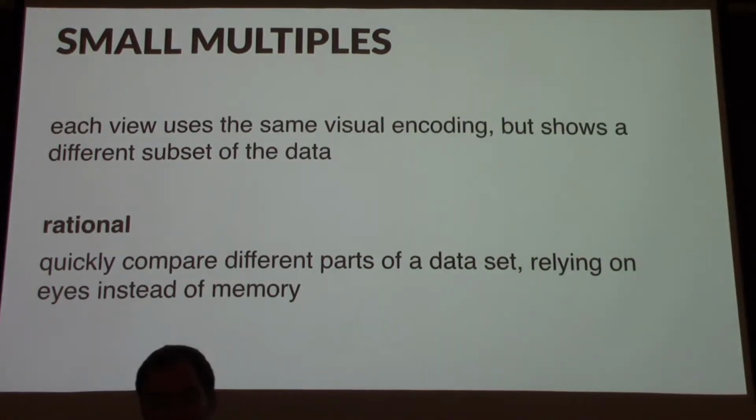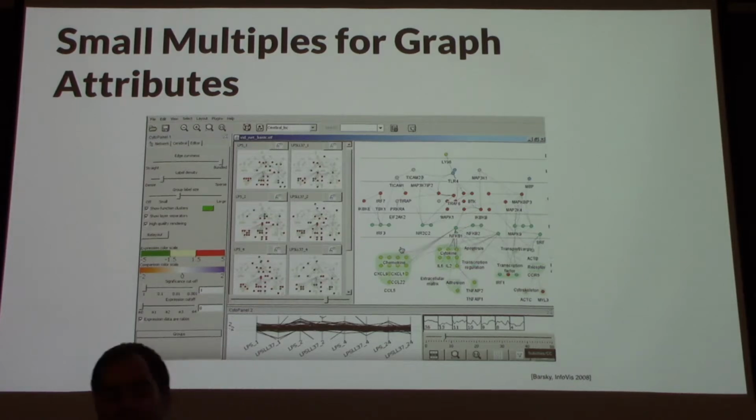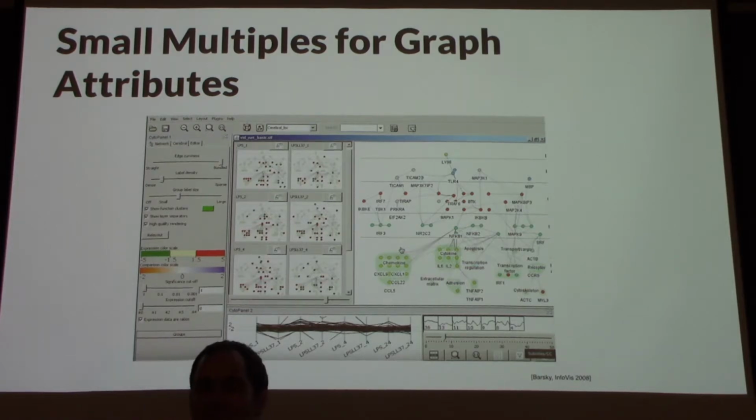Another very important technique is small multiples. The idea here is that each view uses the same visual encoding but shows a different subset of the data. The rationale for that is that you can quickly compare different parts of a data set, again relying on eyes instead of memories. So this is, for example, a very efficient technique to compare attributes of a graph.